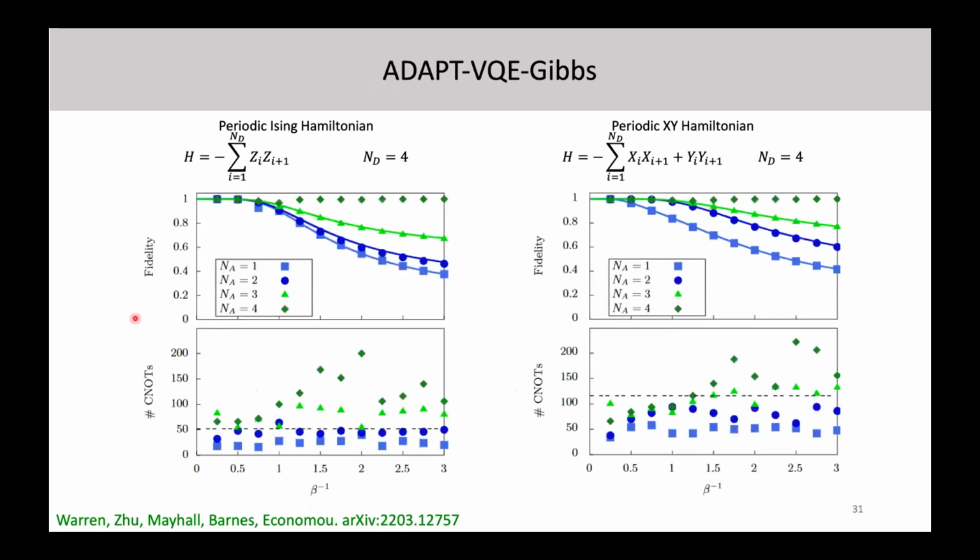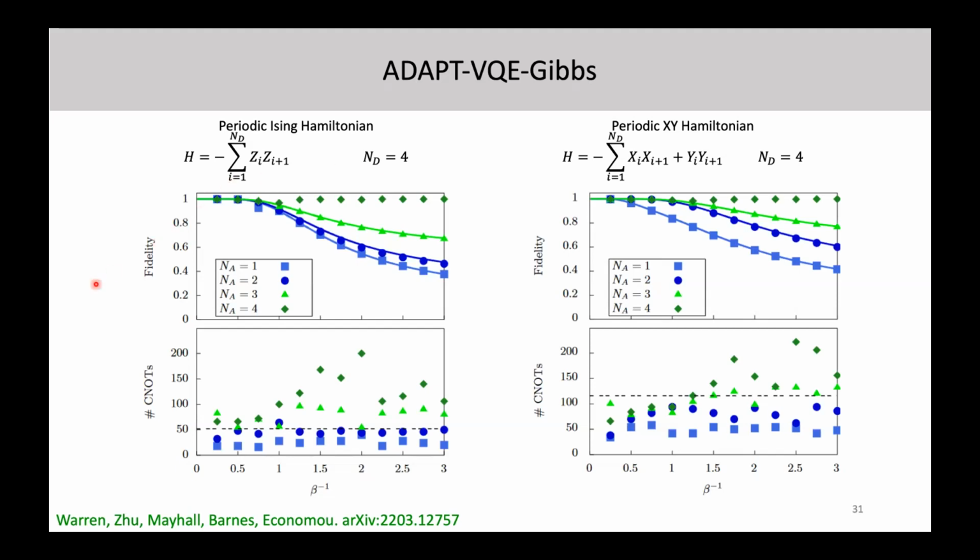And here are some results of ADAPT applied to this Gibbs type problem. So here we looked at two different types of spin Hamiltonians, an Ising spin chain here on the left with periodic boundary conditions, and an XY type system, also periodic, and 4 spins in both cases.